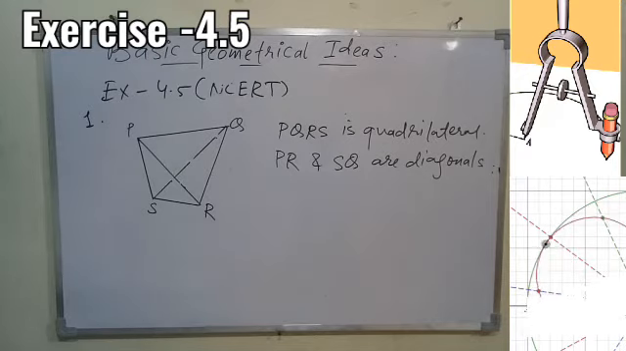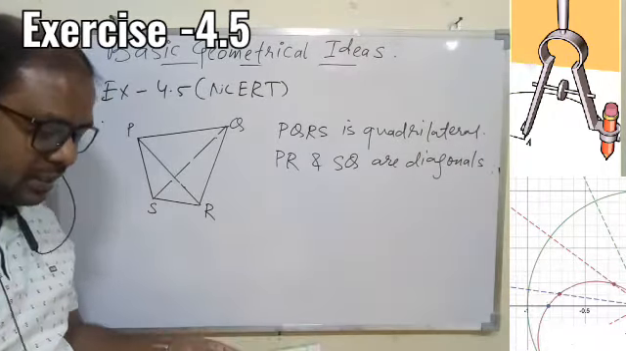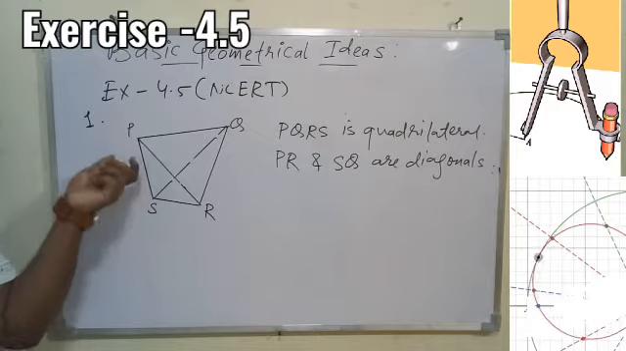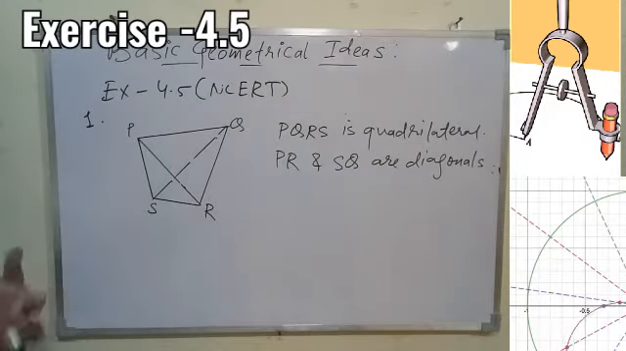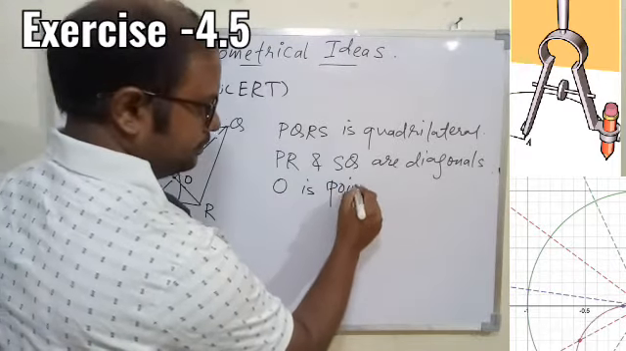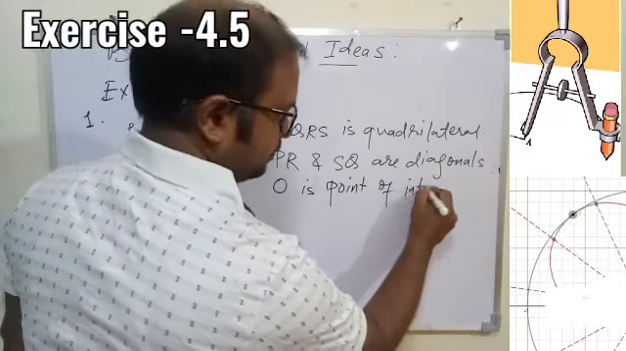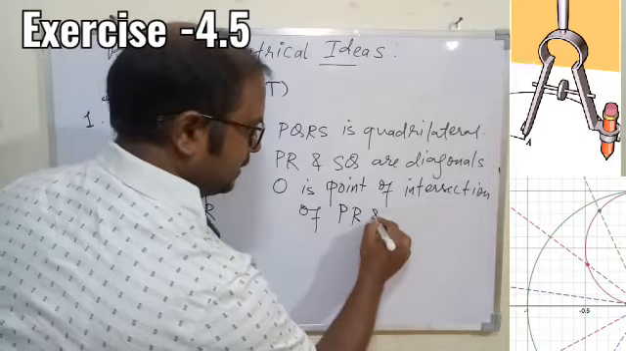Now after this it is asking whether the meeting point of the diagonals is in the interior or exterior of the quadrilateral. So it is asking whether the point where the diagonals are intersecting each other, that is meeting together, is in the interior or exterior of the quadrilateral. So you understood this is the point, and let this point be O. First write down: O is the point of intersection of diagonals, that is PR and SQ.